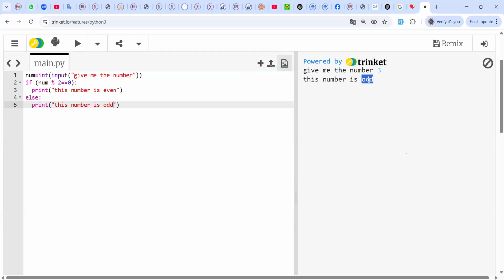If we run this script again and we give him, for example, 3, he says this number is odd. So from the whole exercise, we need to know that if we want to work with the remainder of a division, we have to use this symbol. And since we have two tests to check, we need to work with an if and else statement. Okay, guys, everything is clear?